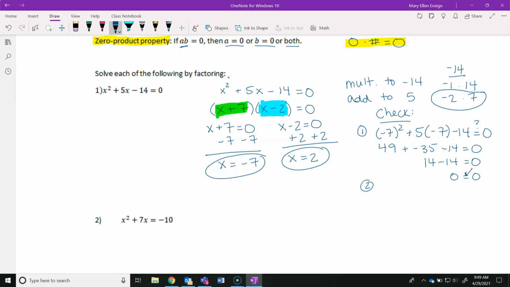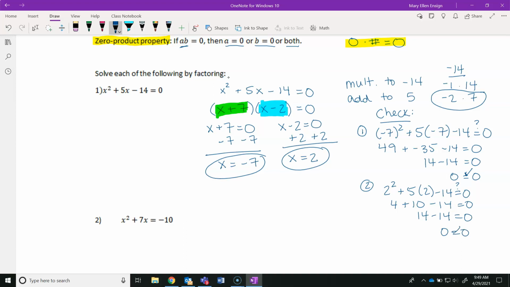And then I'm going to do the same thing with 2, so I square 2 plus 5 times 2 minus 14 equals 0. This is 4 plus 10 minus 14 equals 0. 4 plus 10 is 14. 0 equals 0, so that checks. So they're both correct. Okay.